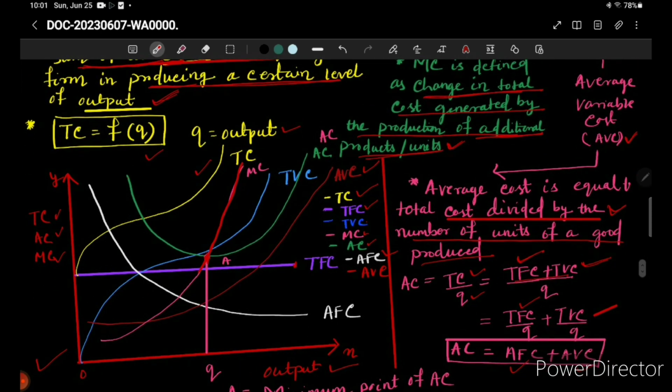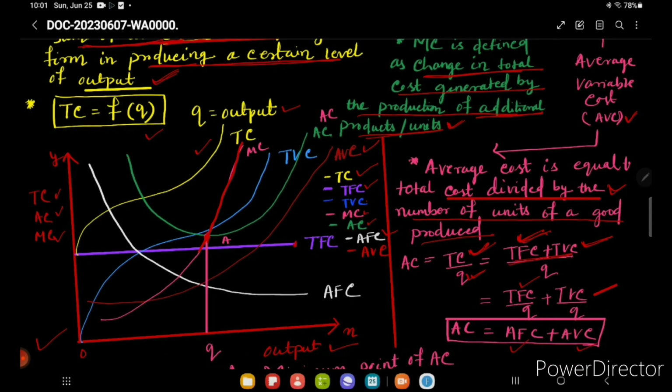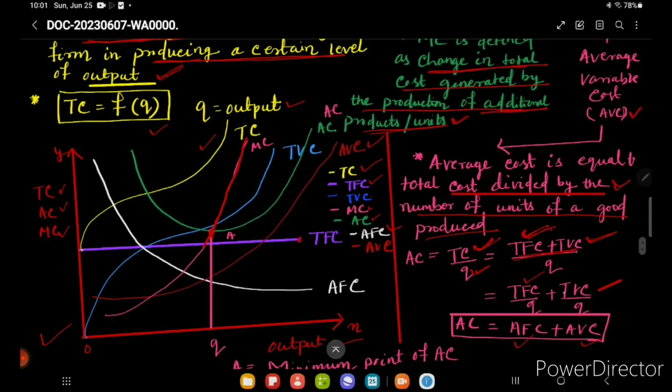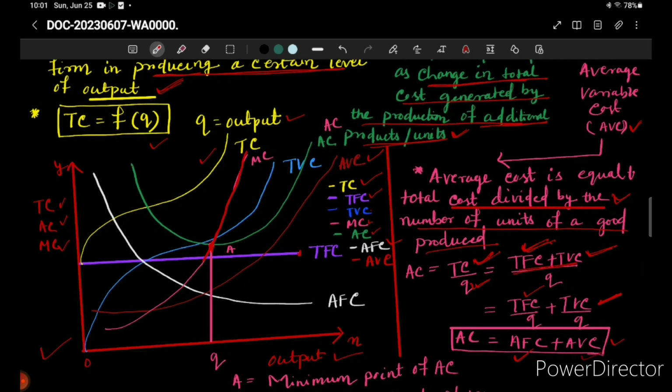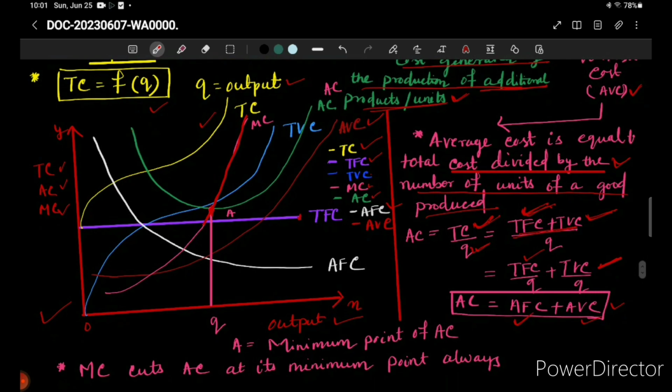So we can write AC as TC divided by Q, and we all know that TC equals TFC plus TVC. So in place of TC I can write TFC plus TVC divided by Q. This can also be written like this: TFC divided by Q plus TVC divided by Q. So TFC divided by Q equals AFC and TVC divided by Q equals AVC. So these are the three types of cost functions we find in economics.